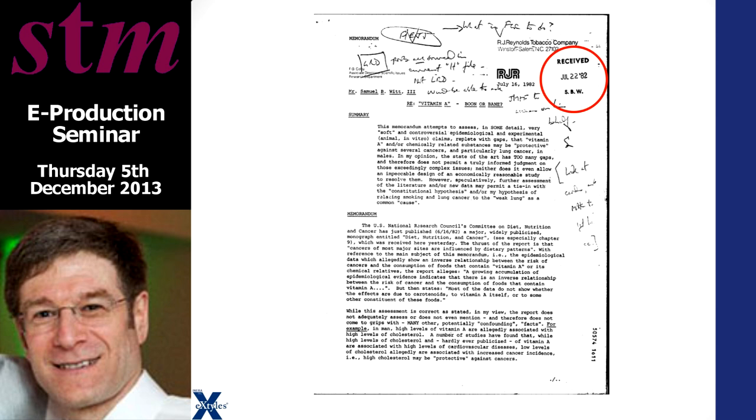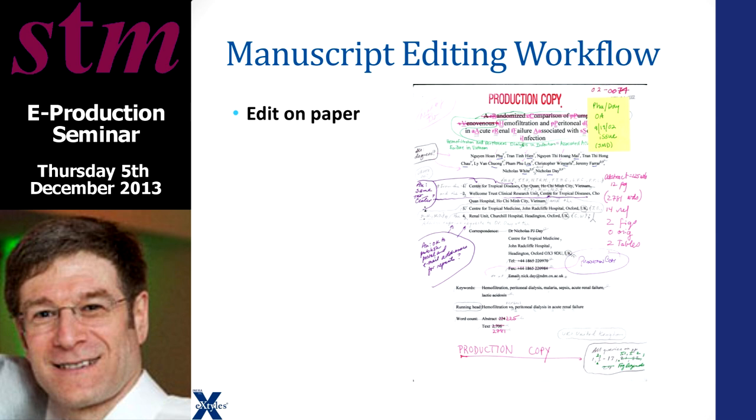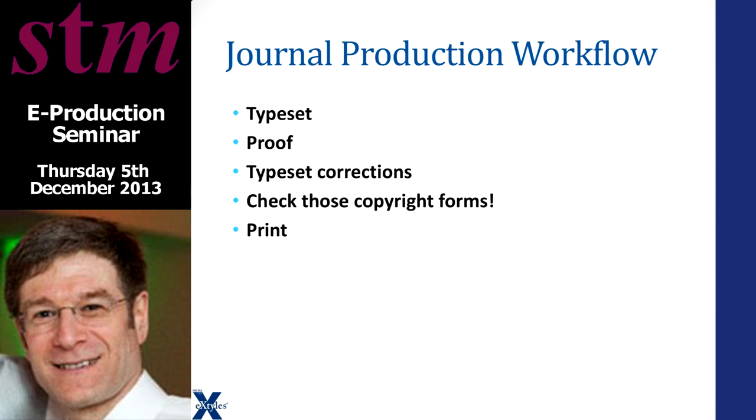That manuscript would then be edited on paper. This is actually not so old. This manuscript is only about 10 years old. It's from one of the last publishers I know that went over from handwritten editing to electronic editing. It's the New England Journal of Medicine, circa 2003. That manuscript would then be rekeyed. It would be typeset. It would be proofed. The corrections would be typeset. You had to check the copyright forms, and then you would print the manuscript, or you would accumulate manuscripts into a printed issue.